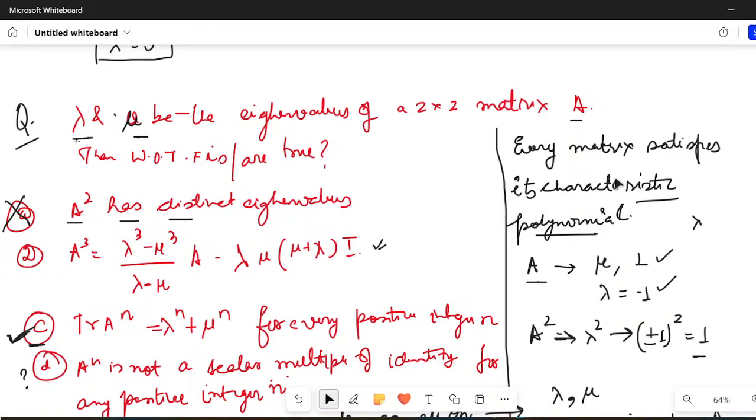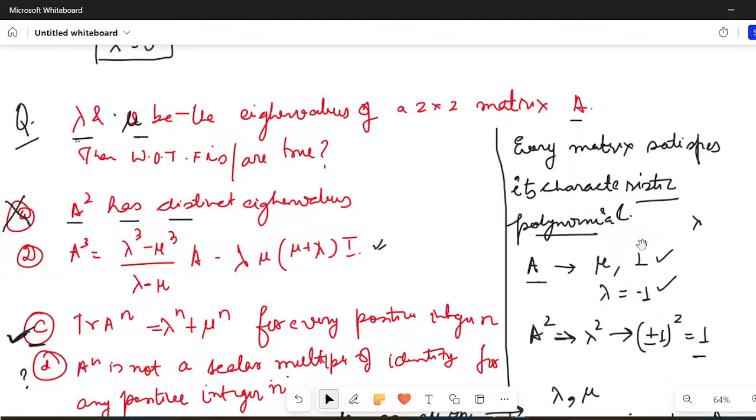Why? Because if you take A to have eigenvalues -1 and +1, then A square will always have eigenvalues lambda square, right? So the eigenvalues would be 1. For a diagonal matrix, it is quite easy to see that the eigenvalues will always lie along the diagonal. So the diagonal elements represent nothing but the eigenvalues.